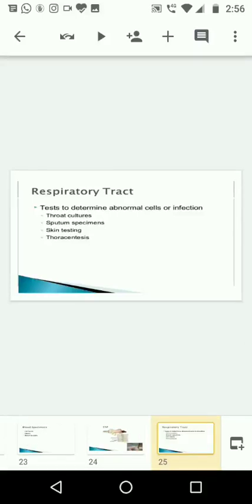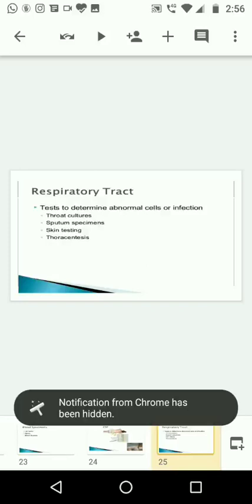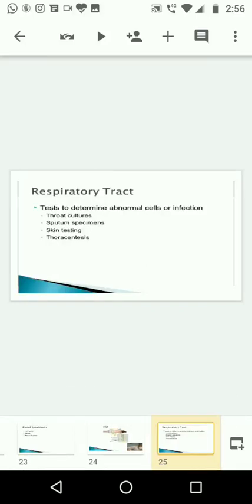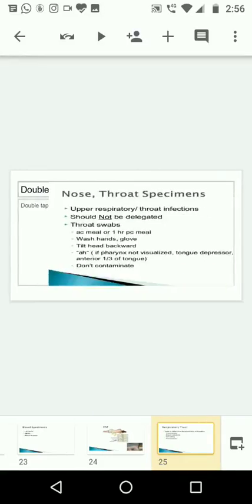Then for the respiratory tract, to find out any problem in the respiratory tract, you can take these tests. They determine abnormal cells or infection growth: throat culture, sputum specimen, skin testing and thoracentesis. All these tests you will perform for the respiratory tract. First of all, we will deal with the nose and throat specimen.